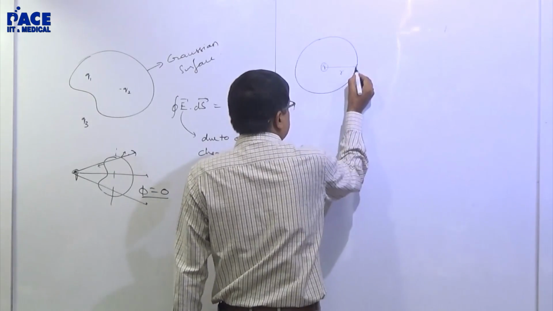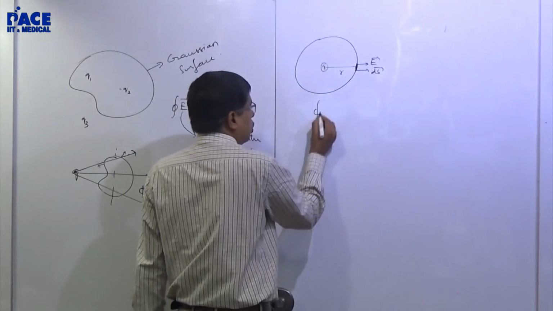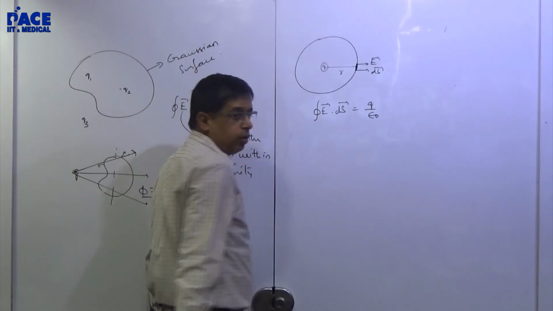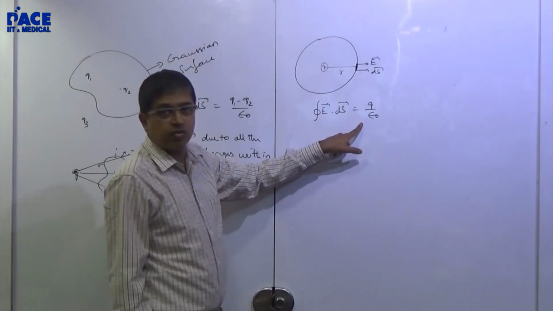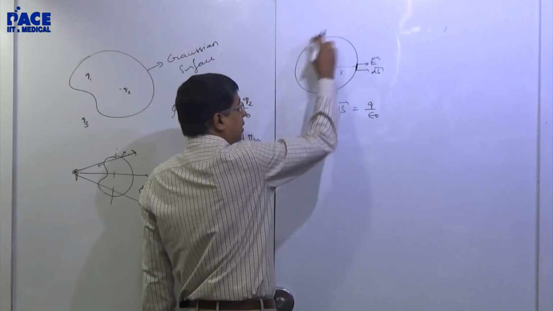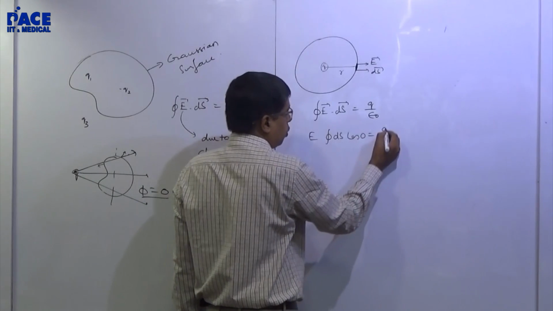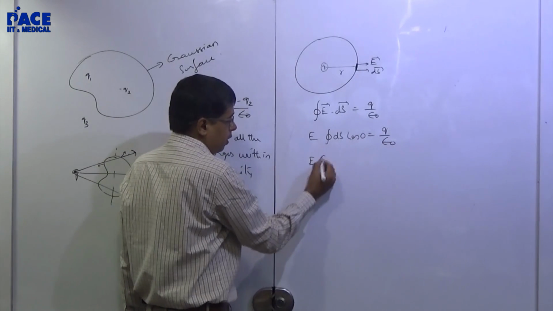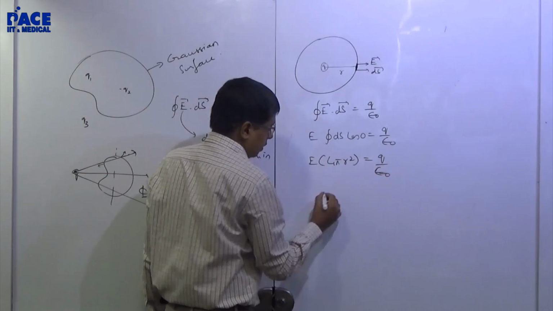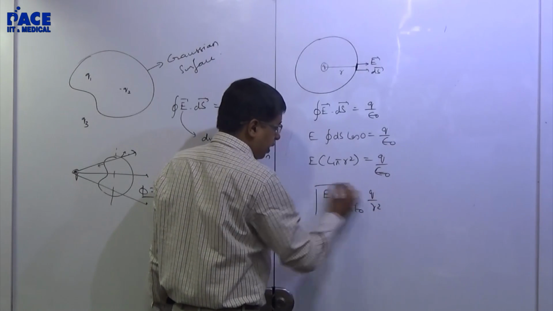I want the field at a distance of r. The field will be this way, this will be dS. Closed integral E dot dS will be equal to Q by epsilon naught. All throughout the surface E and dS are parallel. E closed integral dS cos 0 is Q by epsilon naught. E 4 pi r square will be Q by epsilon naught. E is equal to 1 by 4 pi epsilon naught, Q by r square.